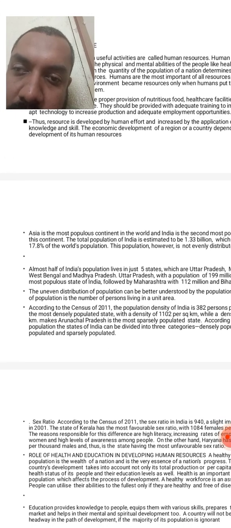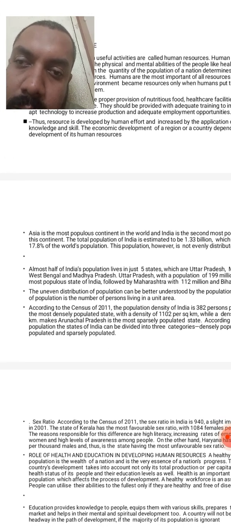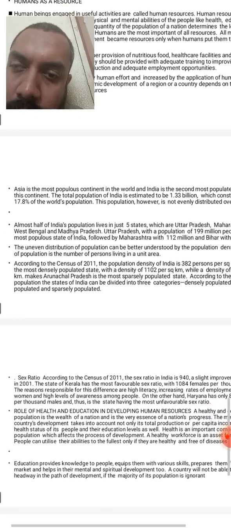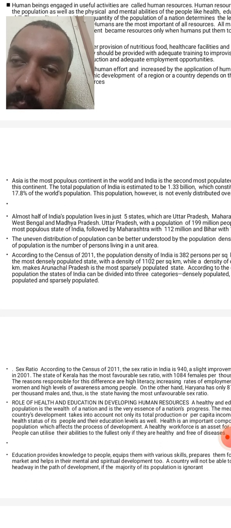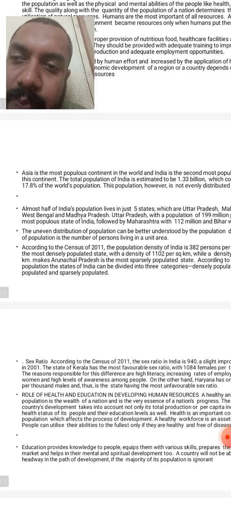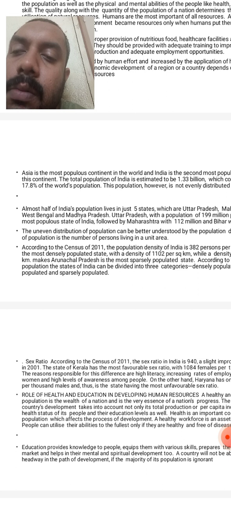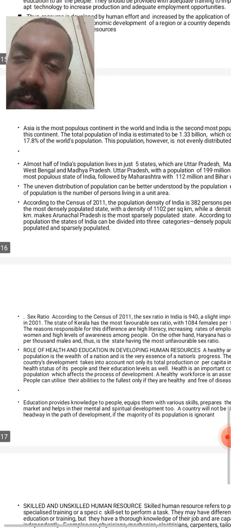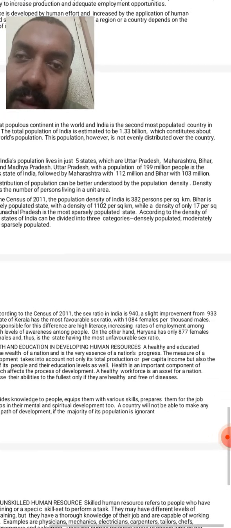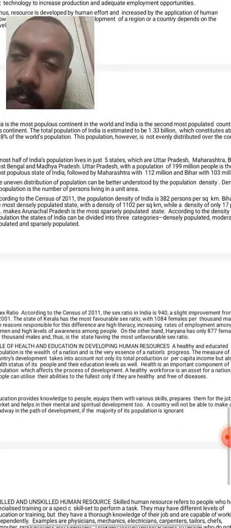Asia is the most populous continent in the world, and India is the second most populated country in the continent. The total population of India is estimated to be 1.33 billion, which constitutes about 17.8 percent of the world's population. Almost half of India's population lives in five states, which are Uttar Pradesh, Maharashtra, Bihar, West Bengal, and Madhya Pradesh.